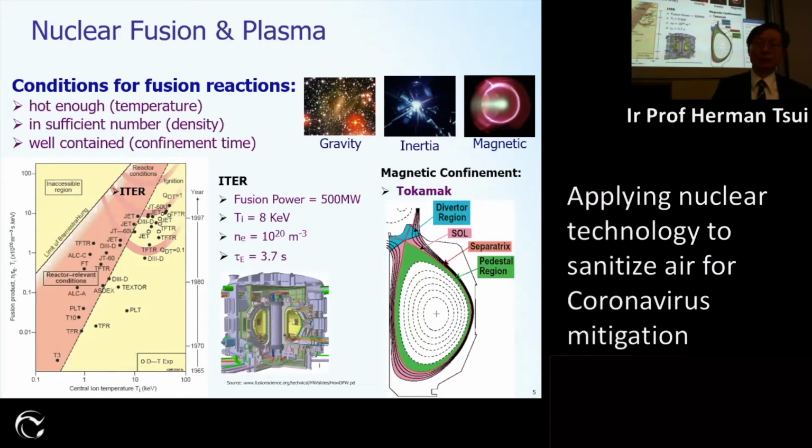That's related to the density. Otherwise, the reaction will be so rare and it will be difficult to achieve a sustainable chain reaction. And then the third condition is on so-called confinement. We need to be able to confine the particles within this reaction chamber for a sufficiently long time. Otherwise, the particles will be lost, energy will be lost, and we can't sustain the fusion reaction.